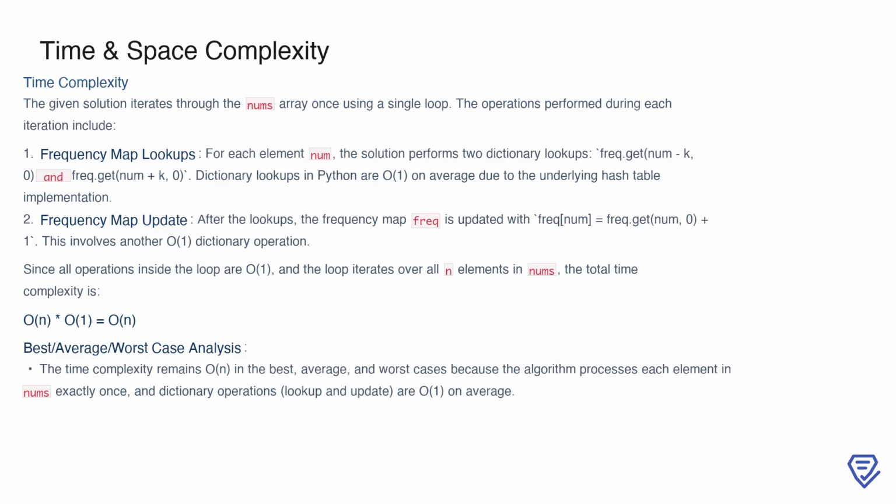Since the loop runs for all n elements in the array and each iteration involves only O(1) operations, the overall time complexity is O(n). This holds true across best, average, and worst cases because the algorithm structure doesn't change based on input characteristics. It always processes every element exactly once with O(1) operations per step.